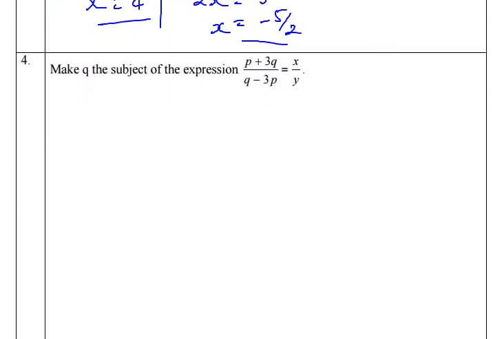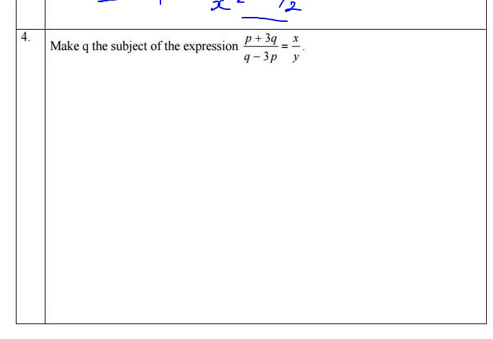Let's continue to question 4. In question 4, we are being told to make Q the subject of this equation here. When you want to make Q the subject of this equation, that means we need to have Q left on one side. When we look at this, we notice that we have two Q's. There is one up here and one down here. And so when we are working, we should bring them together.